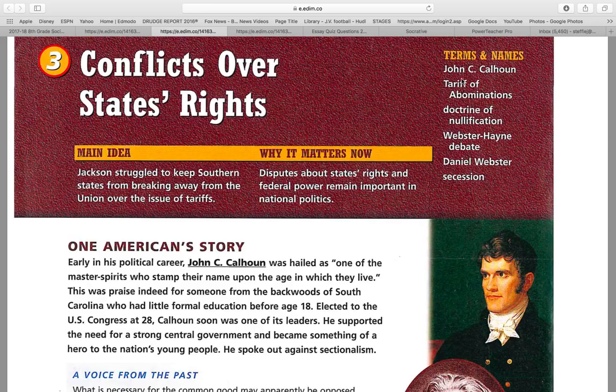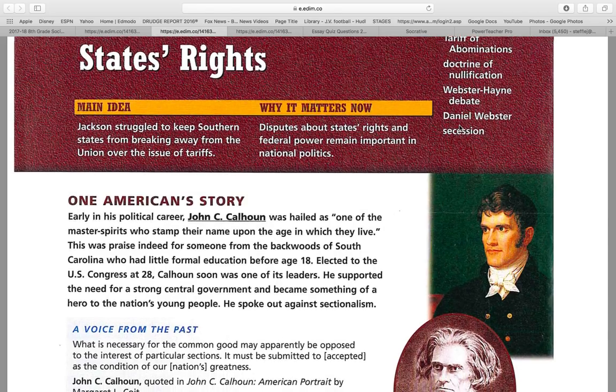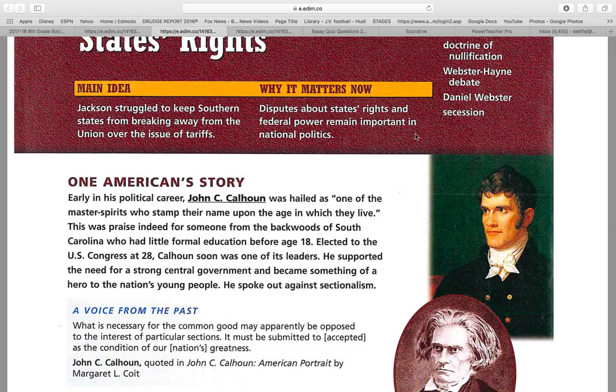Our terms and names: John C. Calhoun, Tariff of Abominations, Doctrine of Nullification, Webster-Hayne debate, Daniel Webster, and secession.